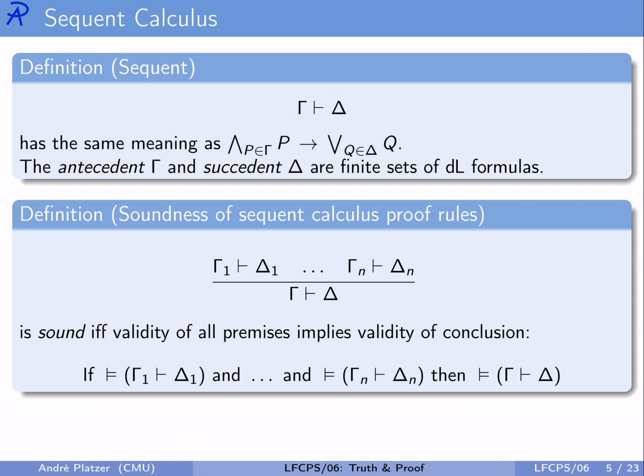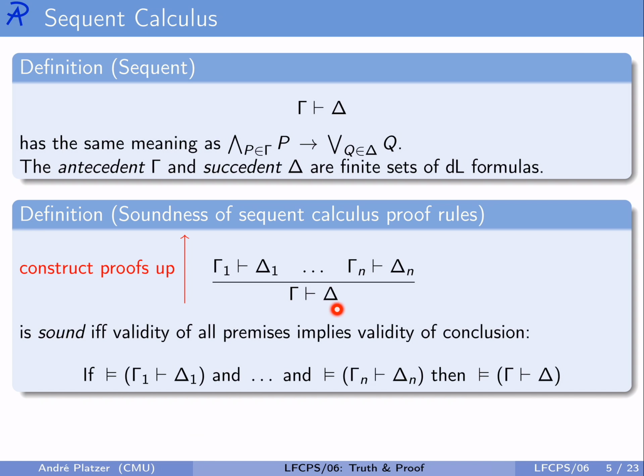Now, what we do in a proof in sequent calculus is to systematically transform one sequent into other sequents using sequent calculus proof rules. The sequent calculus proof rules all have the shape that for some number n of premises, they have a sequent as the first premise and so on, and a sequent as the nth premise. And from these premises, a sequent calculus proof rule is concluding a sequent that is the conclusion. And we use these sequent calculus proof rules in an admittedly weird but historically logical way, bottom up.